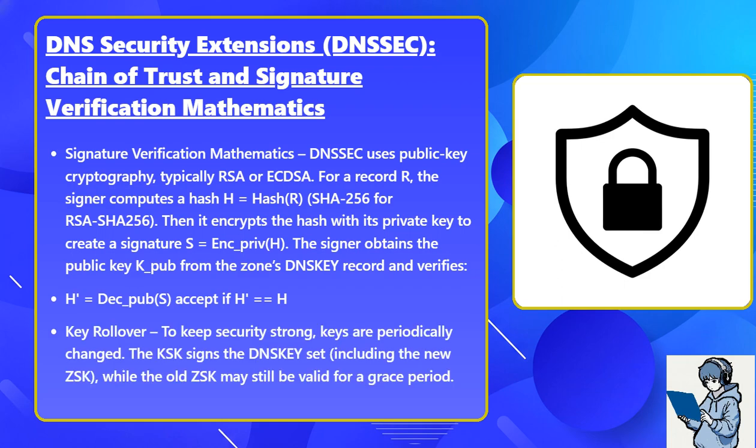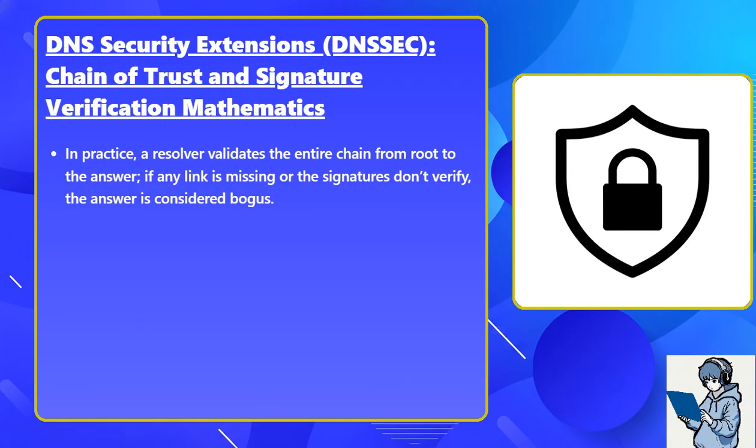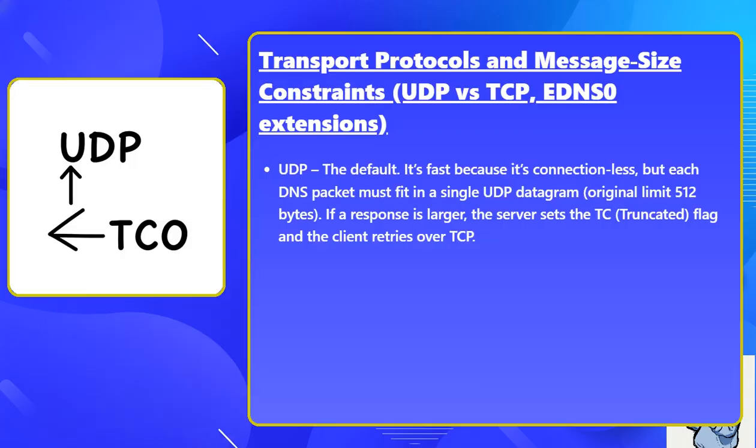Key rollover: to keep security strong, keys are periodically changed. The KSK signs the DNSKEY set, including the new ZSK, while the old ZSK may still be valid for a grace period. In practice, a resolver validates the entire chain from root to the answer. If any link is missing or the signatures don't verify, the answer is considered bogus.